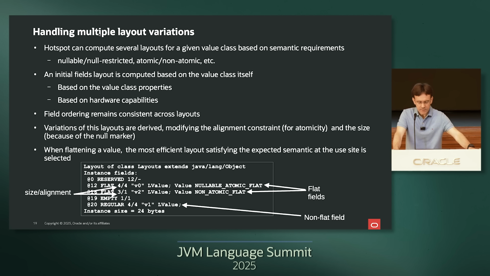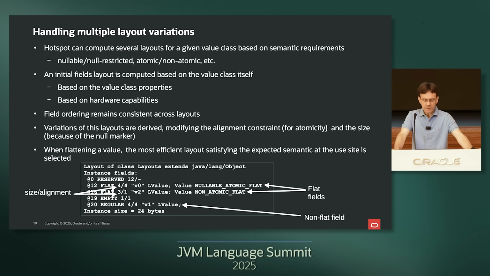The way we are doing that is by supporting multiple layout variations. HotSpot can compute several layouts for a given value class based on semantic requirements, those semantics today being nullable or not, atomic or not. There is an initial field layout computed based on the value class itself, its fields, the properties of the class, and the hardware capabilities. The field ordering will remain consistent across all layouts, which is important to be able to quickly copy content from one layout to the other.